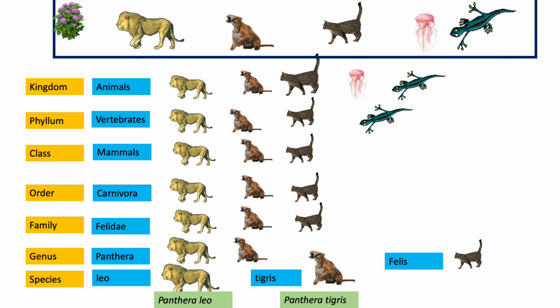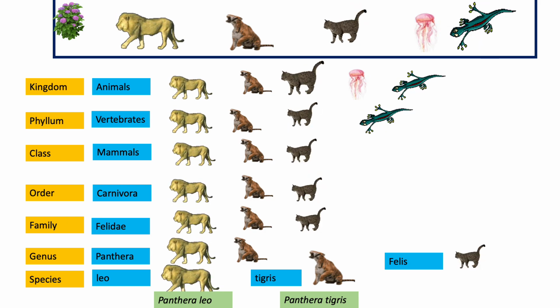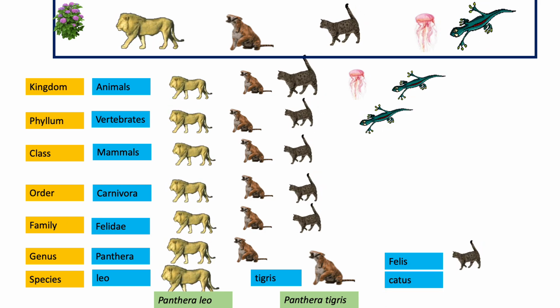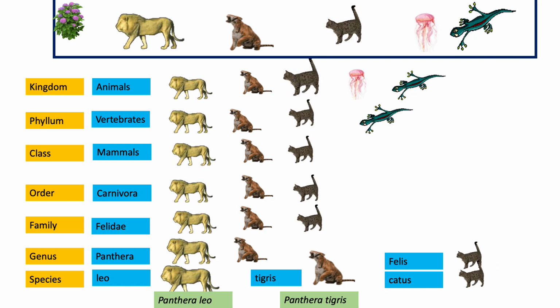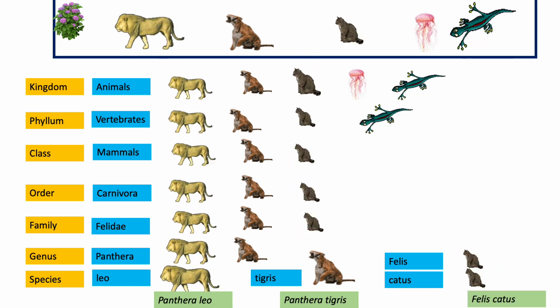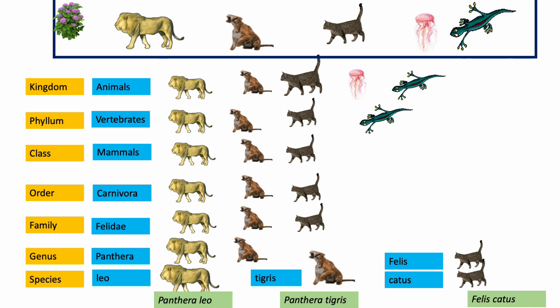The cat with smaller sizes and exhibiting adaptation to human companionship are assigned to Catus species, and the scientific name of the cat will be Felis catus.